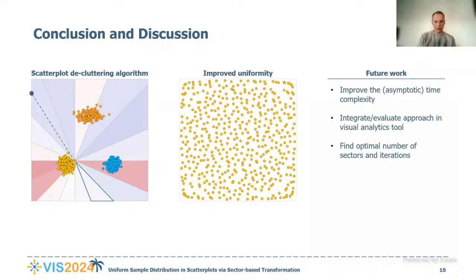However, there are also some remaining topics for future work. First, we would like to improve the performance of our algorithm. One idea would be finding a data structure that lets us efficiently count the number of samples in each sector, as opposed to looking at each pair of points individually, as we're currently doing. We also want to integrate our approach into a visual analytics tool to see how it can support actual visual analytics tasks. And finally, we would like to come up with a heuristic for choosing the optimal parameter setting. This will likely depend on the dataset size.